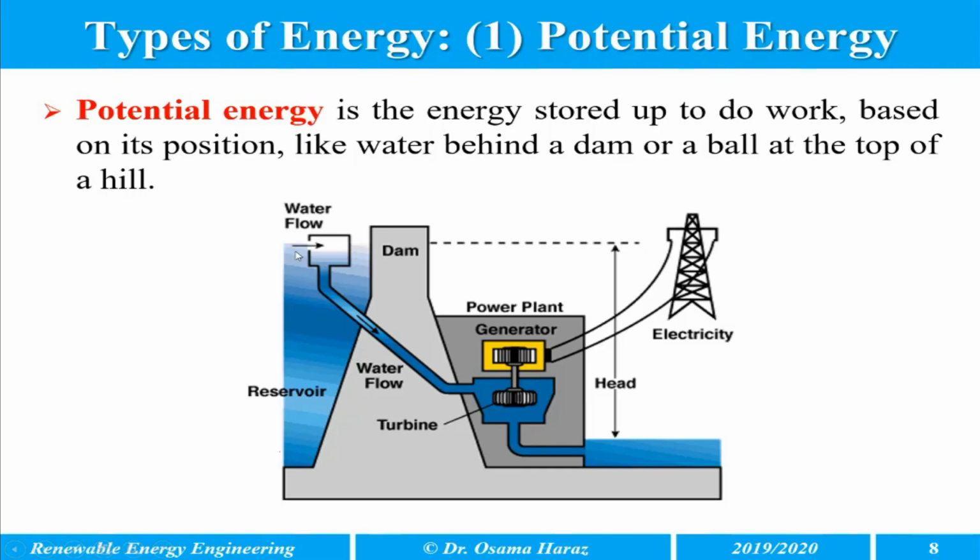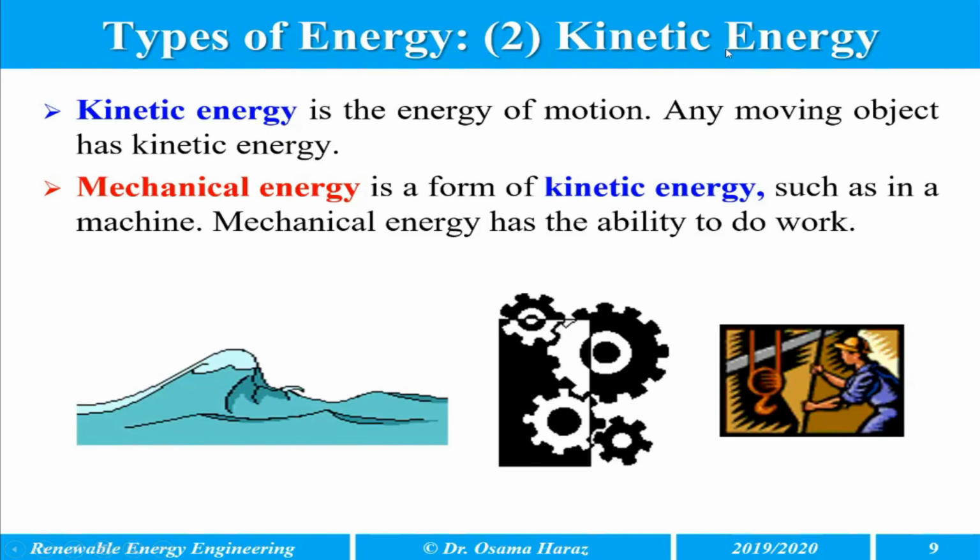In this picture, it shows the water behind the dam in the reservoir with a high head, and the water is going to flow through the penstock. So the water behind the dam has potential energy. Once it moves through the penstock, the potential energy is converted to kinetic energy.